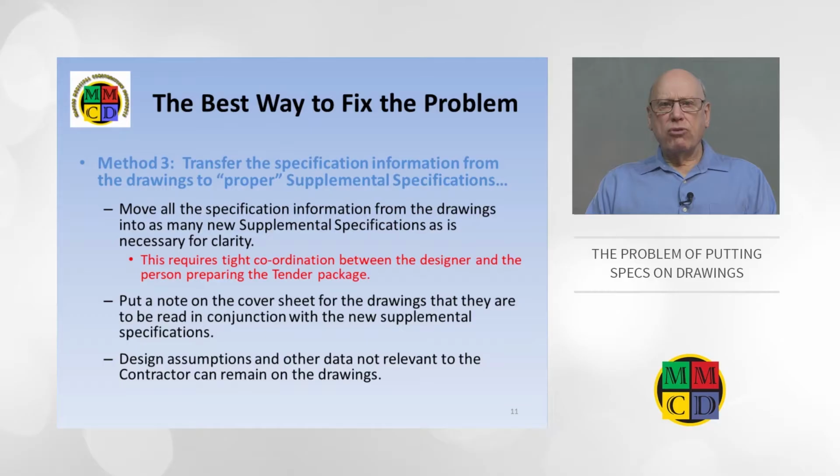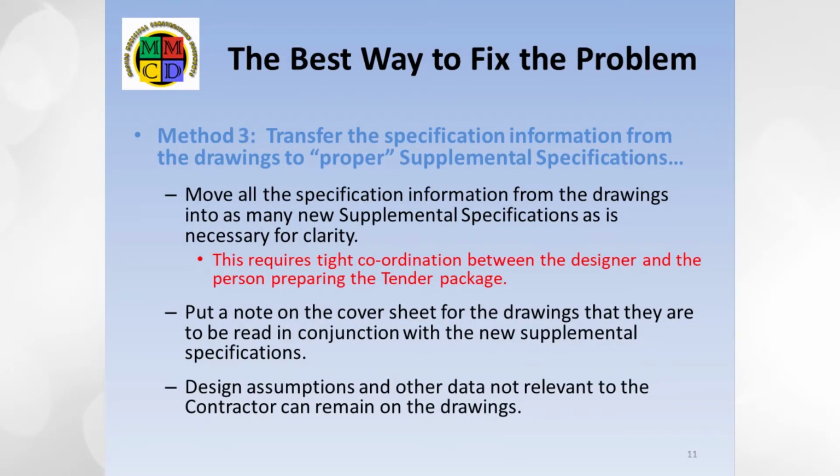The third and best way to solve this problem is to avoid its creation in the first place. So let's not put specifications on the drawings at all. Write those specifications initially as supplementary specifications where they belong. That way, they will automatically have the right ranking in the document hierarchy. Use as many supplemental specifications as is appropriate for best clarity.